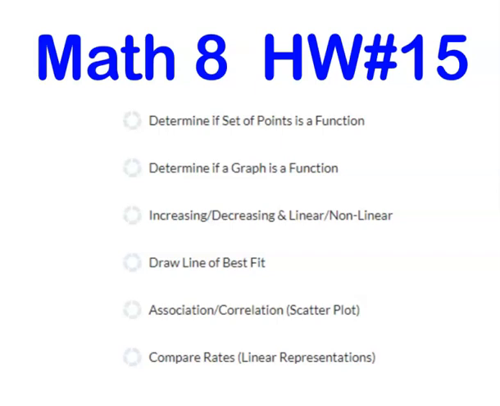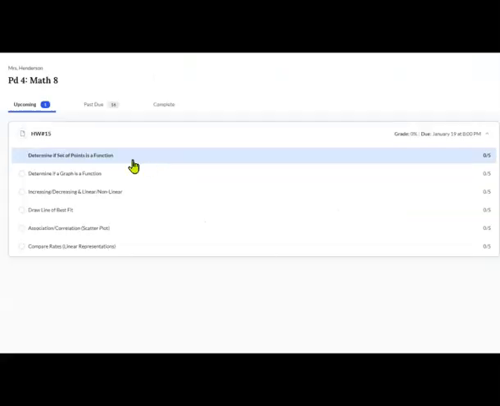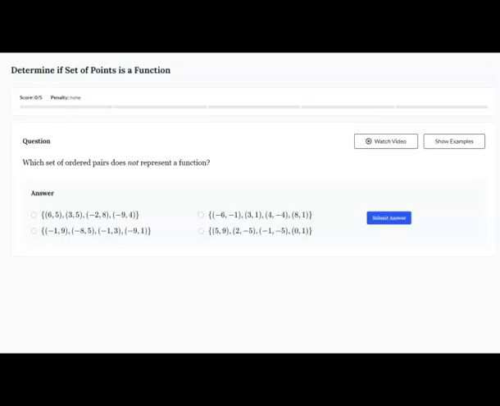Let's take a look at the questions on homework number 15. The first topic is determine if a set of points is a function. Let's think back to what the rule of a function is when you have a set of ordered pairs. The rule is that you can have no repeating x values with different y values.